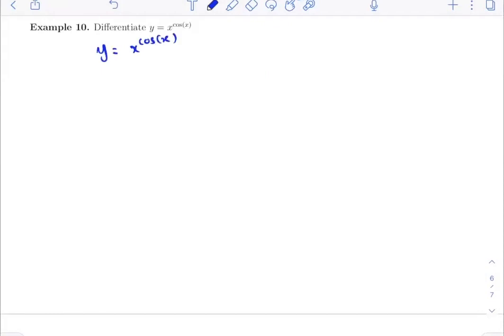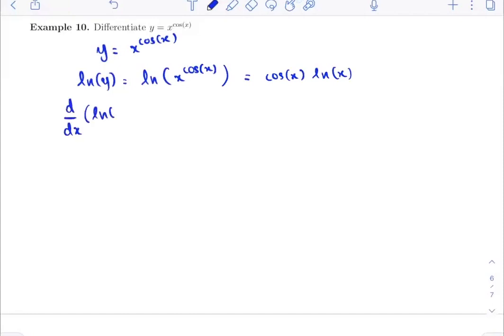And then take ln on both sides of the equation. You have ln of x to the cosine of x. And use the power property of logarithms to rewrite the right-hand side. This gives me cosine of x times ln of x. Because the requirement is to find the derivative of the function, that means you differentiate both sides of the equation with respect to x. That gives d/dx of ln of y equals d/dx of cosine of x times ln of x.